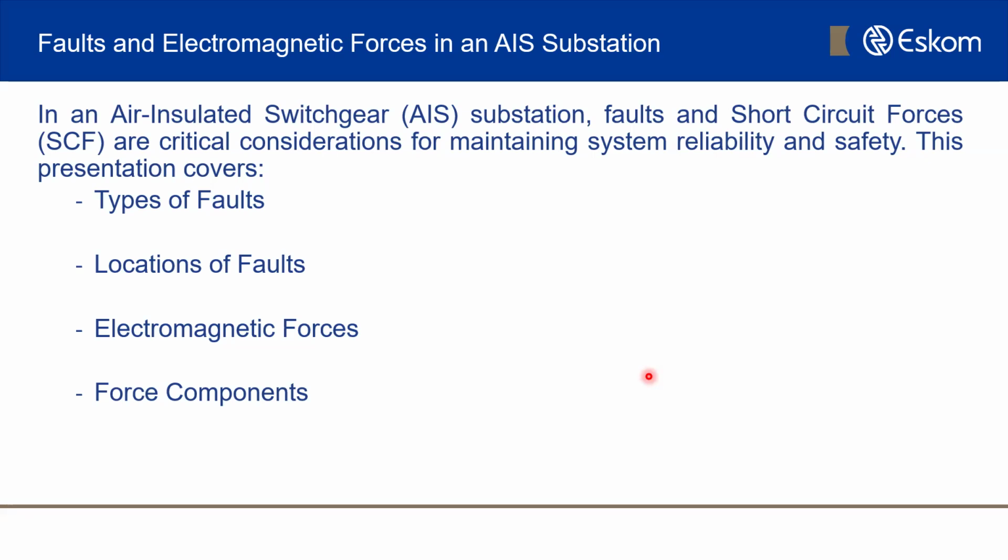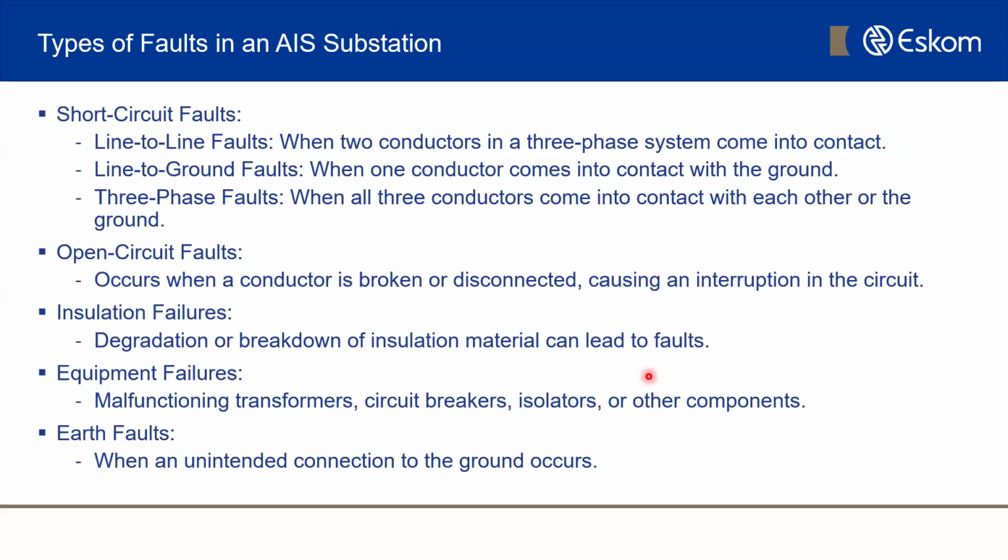Okay, if we move on to the types of faults in an AIS substation, you'll notice there are five main types of faults: the short circuit fault, an open circuit fault, insulation fault, some equipment failures, and finally earth faults. For the short circuit fault, you get three main types. The first is called a line to line fault. Two of those three conductors in this three-phase system come into contact or come very close to being in contact, and that is called a line to line fault.